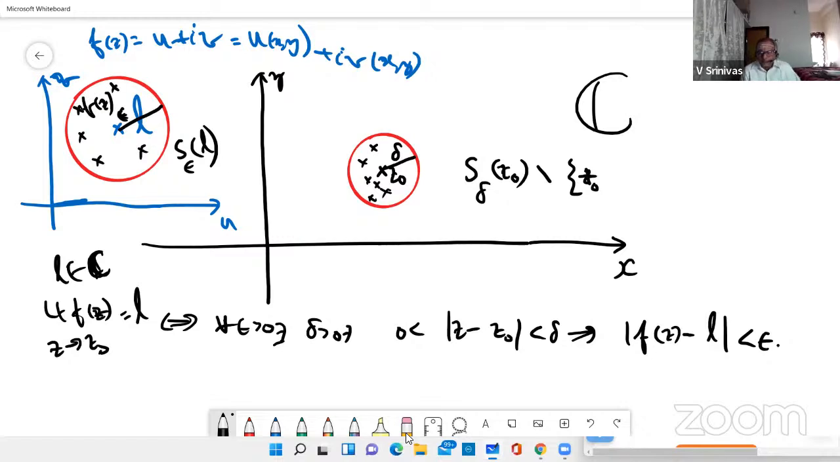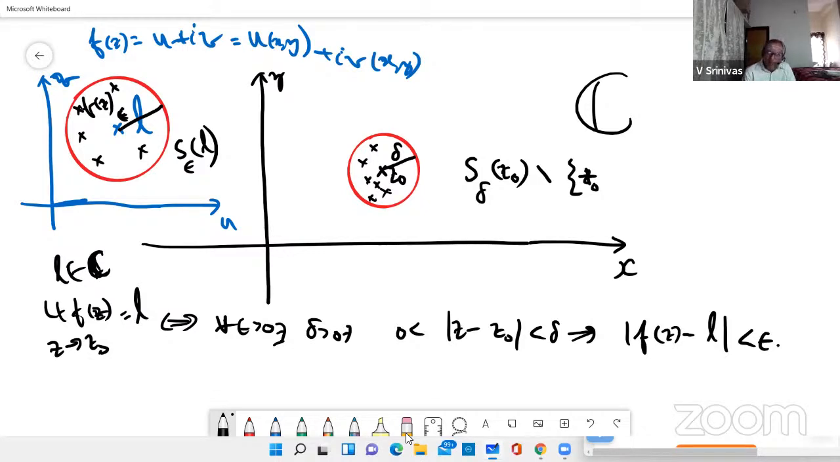And how many epsilons are there? For every positive epsilon, how many positive epsilons are there? They are infinite and uncountable. So you can change epsilon, and correspondingly you'll be changing this. You may change this radius.